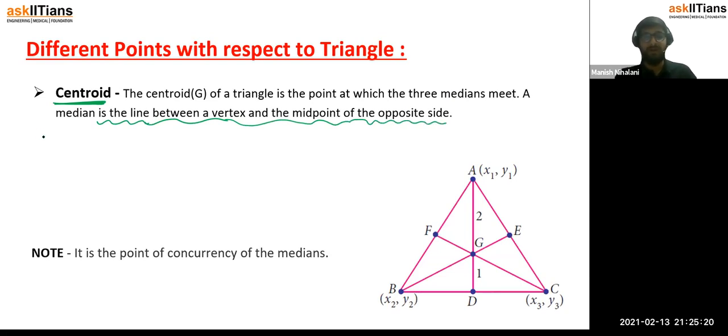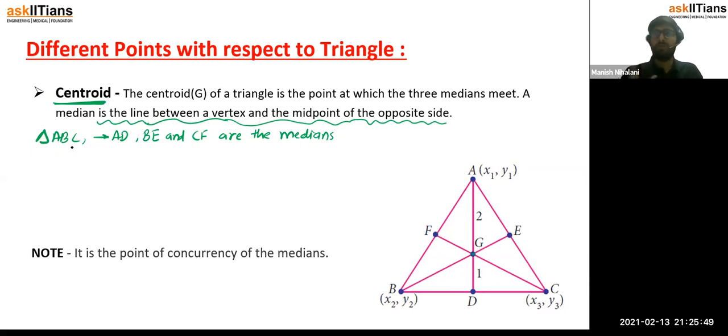So in this given triangle ABC, AD, BE and CF are the medians, right? We would say that the point of intersection of the medians is denoted here by G. It is a universal way to denote the centroid of a triangle by G.